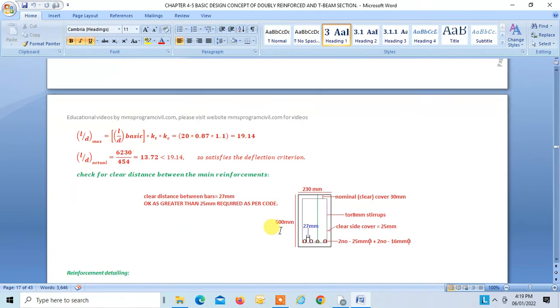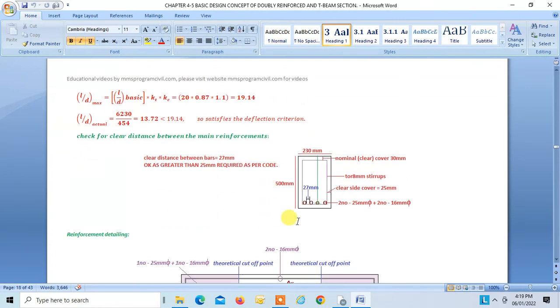Now the next step is to check that the clear distance between the bars, according to the code, should be at least equal to the larger diameter of the bar. The larger diameter of the bar is 25, so the distance between the two bars should be at least 25. In our case, it is 230 minus 25 mm side cover minus 25 mm side cover minus 8 mm dia stirrup minus 8 mm dia stirrup minus 2 25 mm dia bars minus 2 16 mm dia bars, and then divided by three spacings, 1, 2 and 3. That is how we get clear distance 27. We are providing 27 mm, and the minimum required is 25, so we are safe.